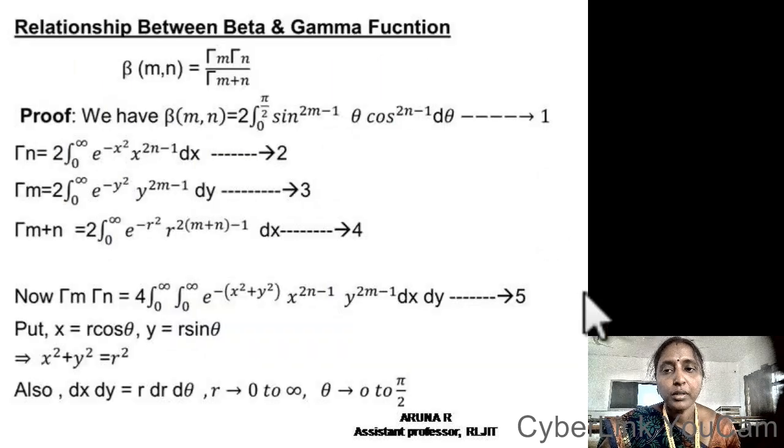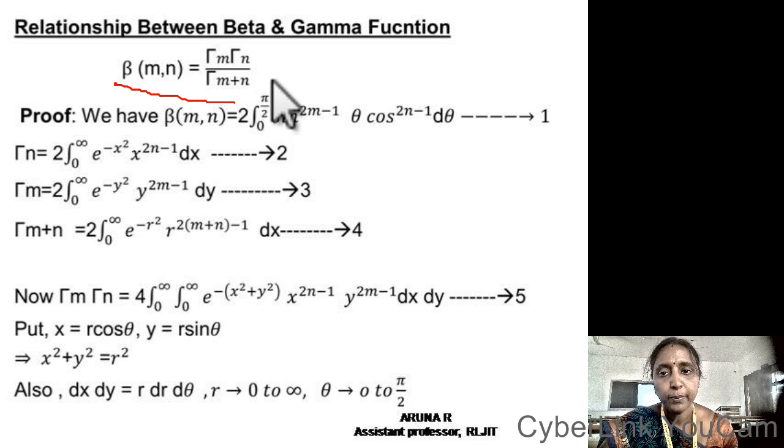Next we will move on to the relationship between the beta and gamma functions. What is the relationship between the beta and gamma functions? That is nothing but beta of m comma n is equal to gamma m into gamma n whole divided by gamma of m plus n. So now we will prove this.